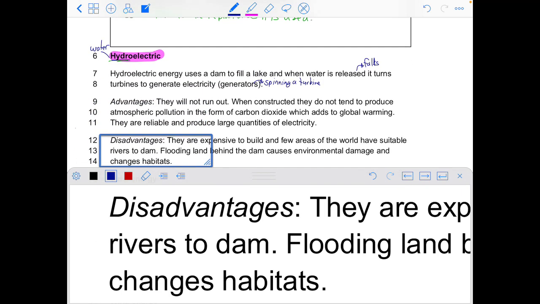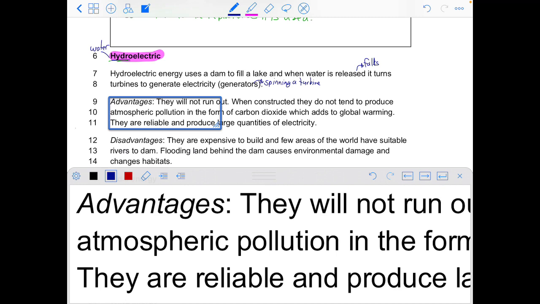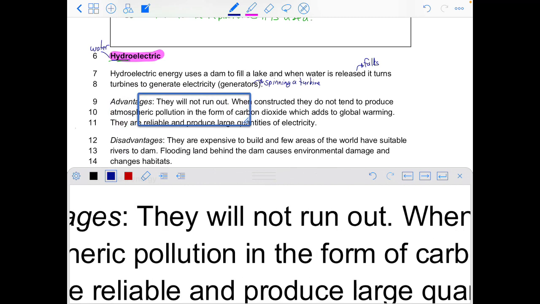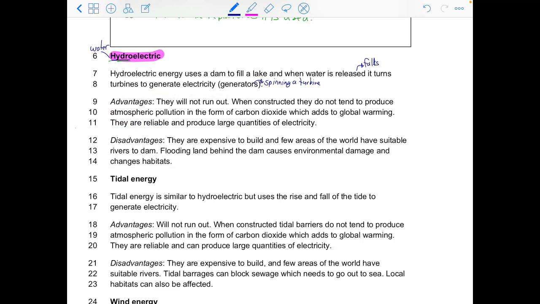So an advantage of hydroelectric is that it won't run out. The water will keep falling unless there's a major, major drought. But because it's just falling water, it won't run out. So a big advantage, will not run out.